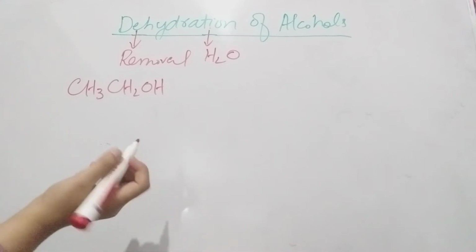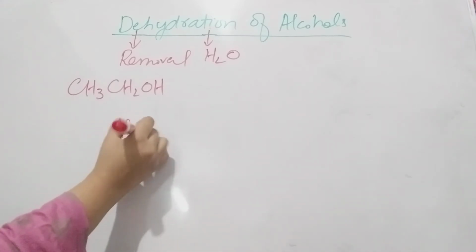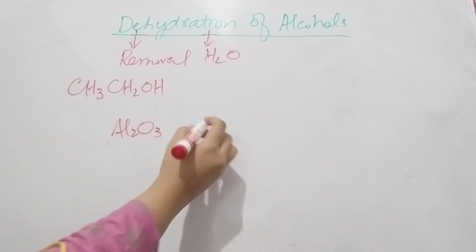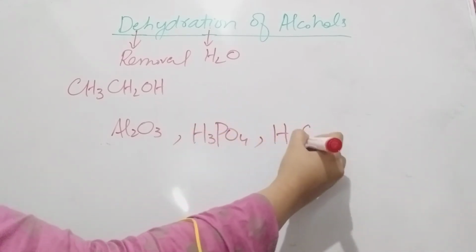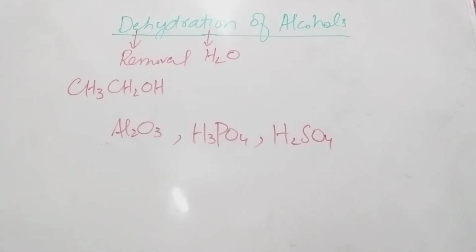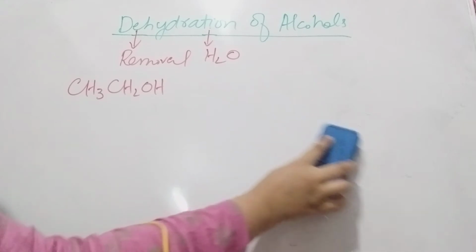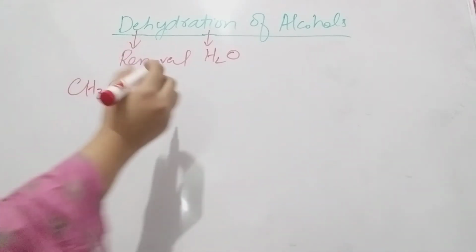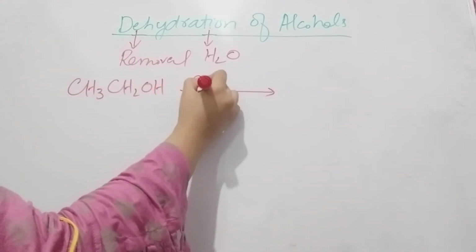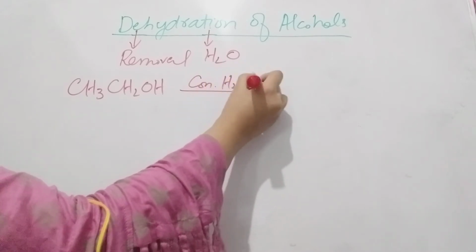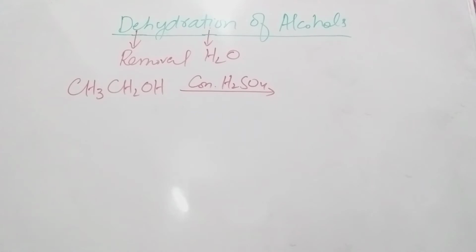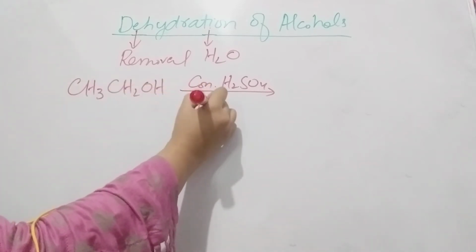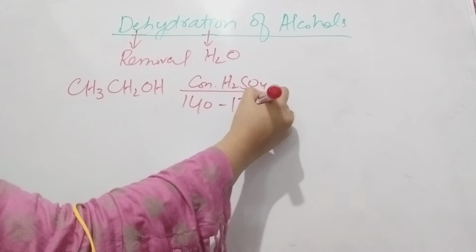Here different dehydrating agents we can use, like aluminium oxide, phosphoric acid H3PO4, and sulfuric acid. Mostly sulfuric acid is used for dehydration purposes, and let's start with sulfuric acid. We will write down concentrated sulfuric acid over here, and the temperature responsible to carry out this reaction is about 140 to 170 degrees centigrade.